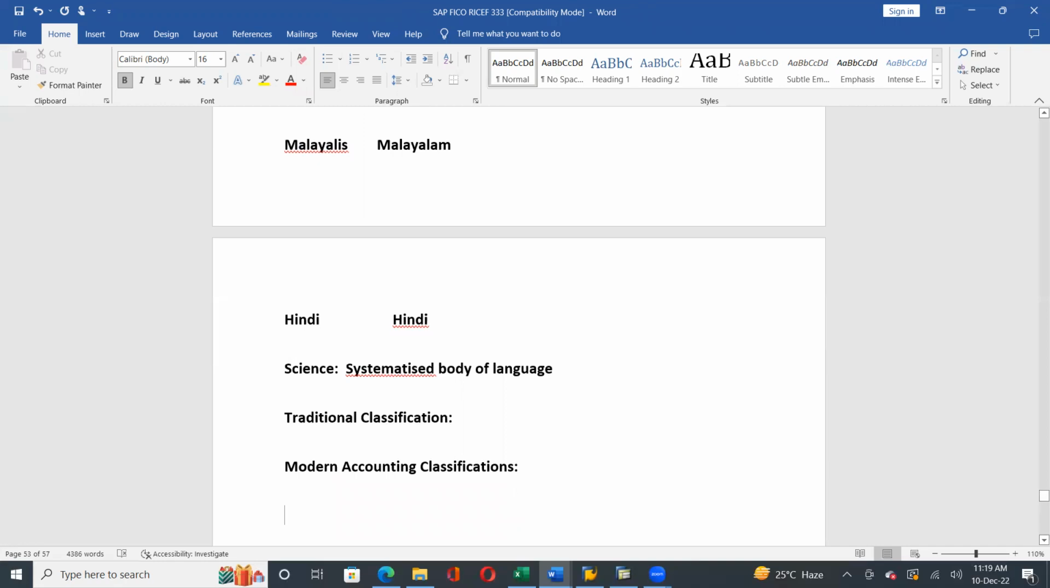See, here the same three rules only are classified normally. If you go to the US and ask them about nominal, real, personal account, they won't understand. They follow the modern accounting classification. In Europe, they follow the traditional classification. Clear? So in modern accounting, the accounts are broadly classified into 5 different types.